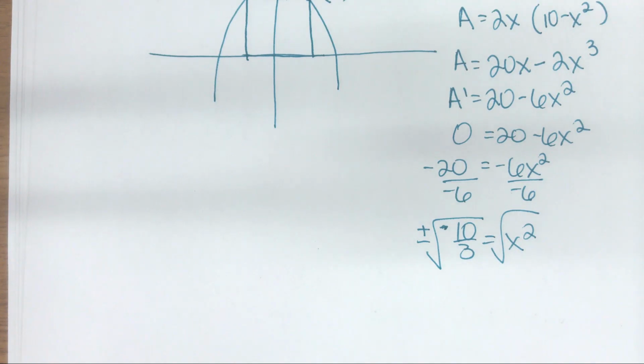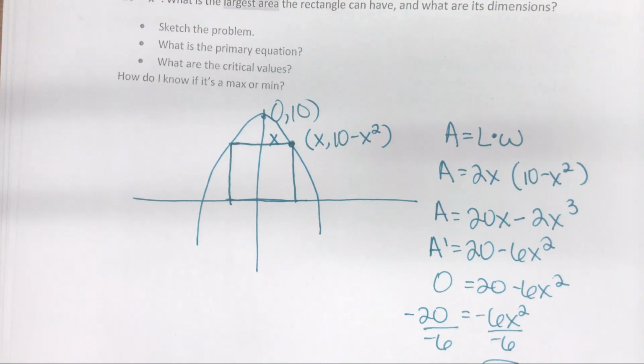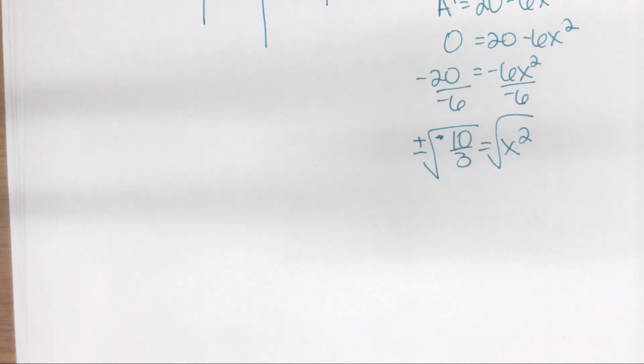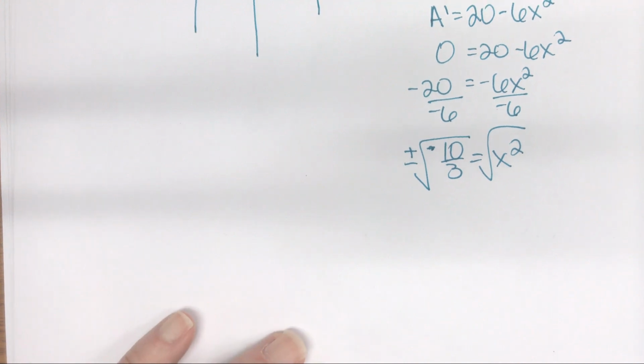Is that what you got? What if you did 20 over 6 square root? Is that wrong? No. They wouldn't even mark you wrong on a free response for not simplifying. Did you guys all get that? Now what do we want, a max or a min? We want a max, and now we should confirm that it's a max.